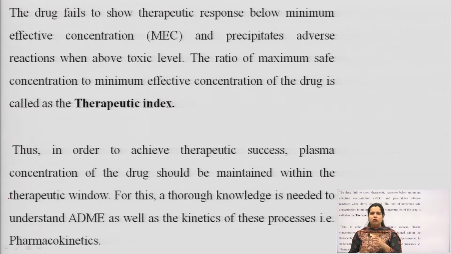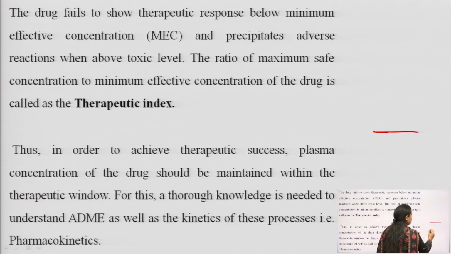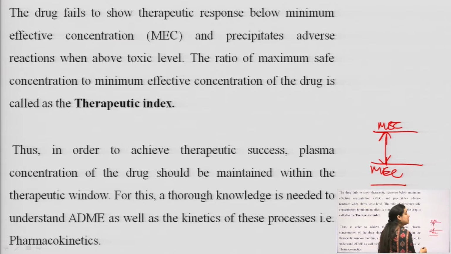So, we need to set the dose of a drug between the MEC and MSC levels. That particular window is known as the therapeutic index. You understand what I am trying to explain: this is MEC, this is MSC. Below this MEC, minimum effective concentration, no effect will occur, and above this, toxic effects will occur. This window is known as the therapeutic index.